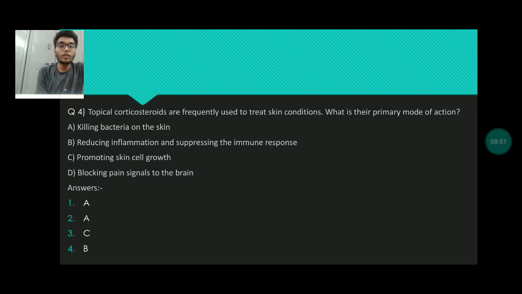Last MCQ. Topical corticosteroids are frequently used to treat skin conditions. What is their primary mode of action? First option is killing bacteria on the skin. Second, it reduces inflammation and suppresses the immune response. Third one is promoting skin cell growth, and fourth one is blocking pain signals to the brain.